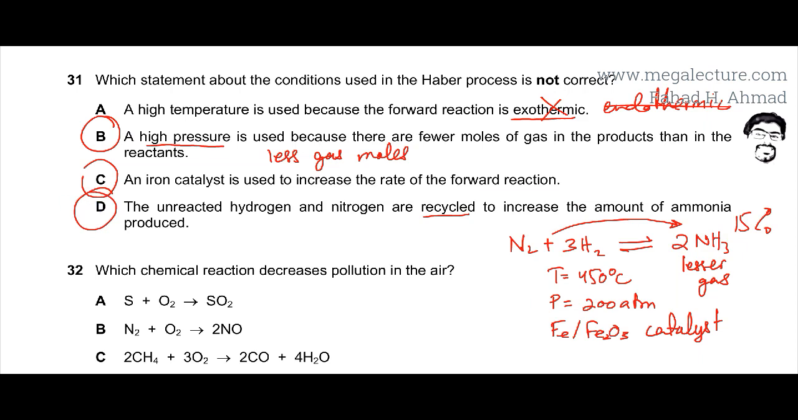So what we did not look at correctly in the first statement is that we're looking for the not correct statement. So option A is your not correct statement. So your correct answer is going to be A.